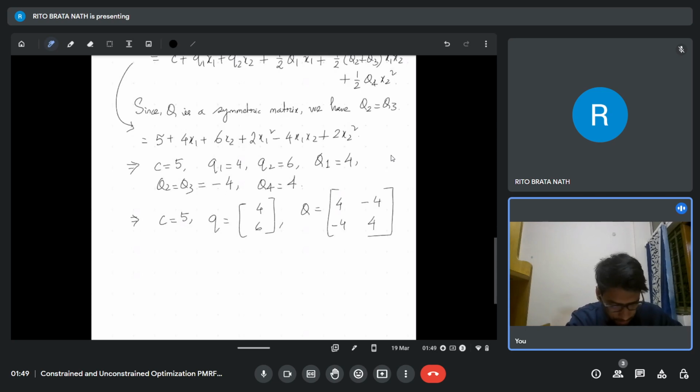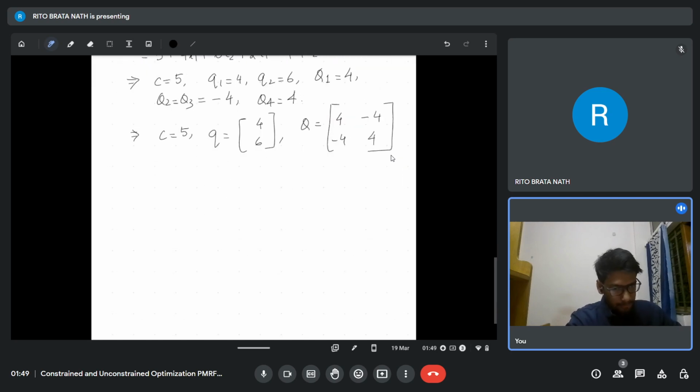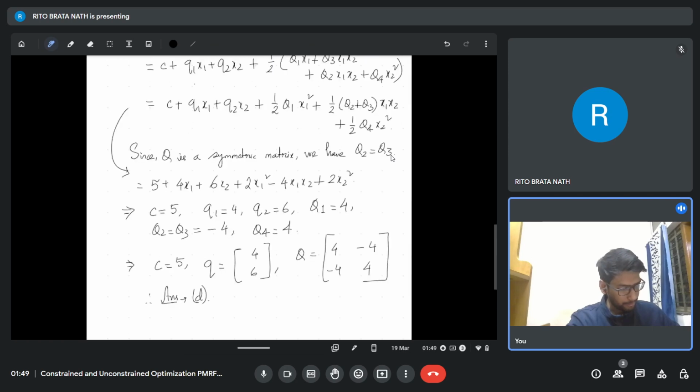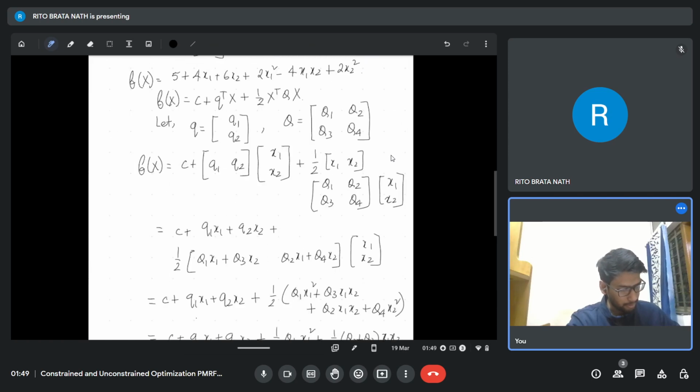Okay, so let's see which option is correct. Option A is not correct, whereas capital Q is different. Option B is not correct. Option C is also not correct. Yeah, option D is the correct one. So your answer will be option D. Okay, so that's the second problem. I think it was also pretty simple. So let me move on to the third problem.